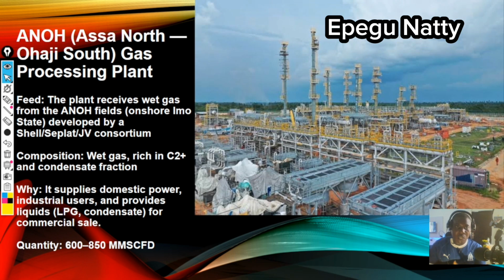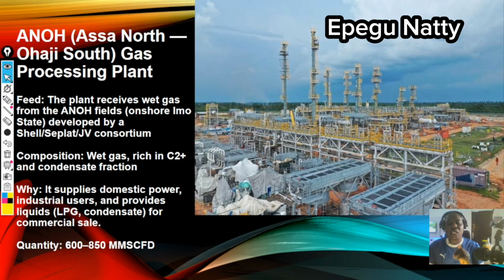So we have the Ano gas plant. If you've not heard of Ano, this gas plant is actually in Imo State in Nigeria. The Ano gas plant is at Asa North or Aji South, and the gas plant receives wet gas from the Ano fields. They are onshore platforms, developed by Shell, Seplat, and the JV consortium. The composition is wet gas, rich in C2 plus and condensate fractions.